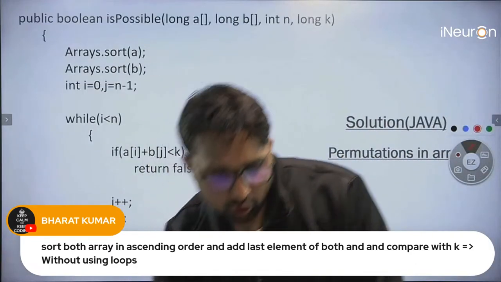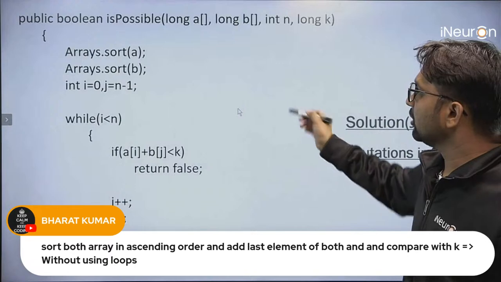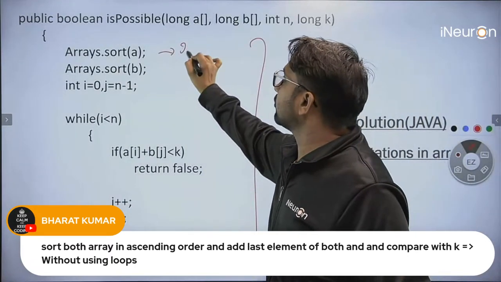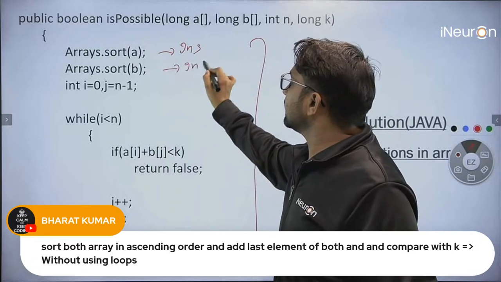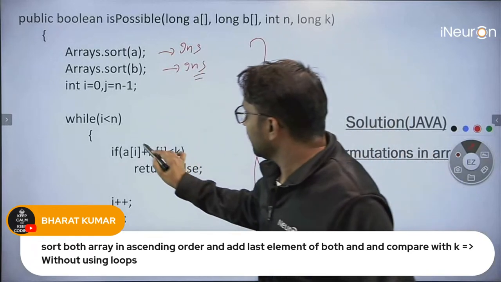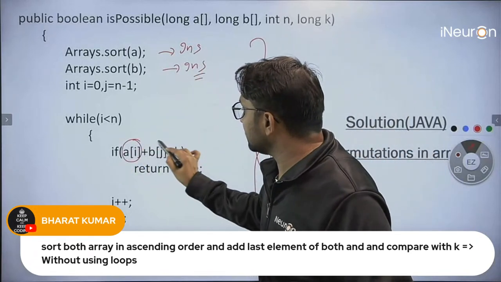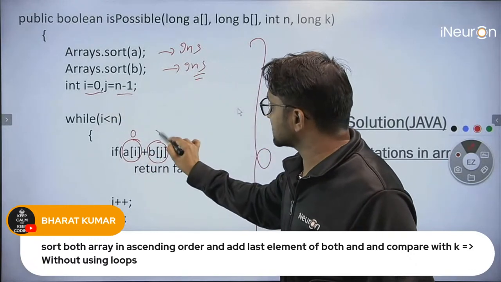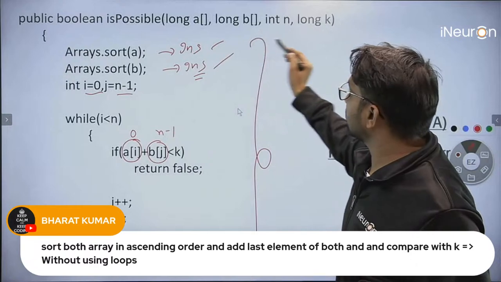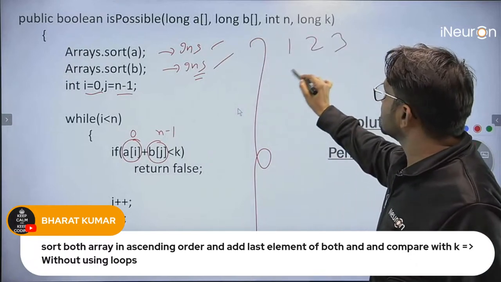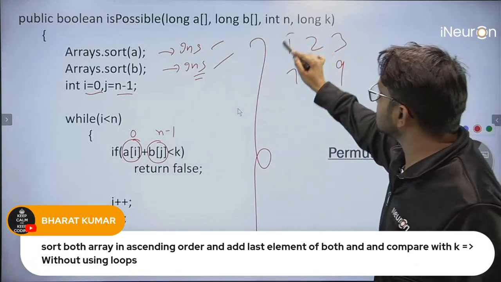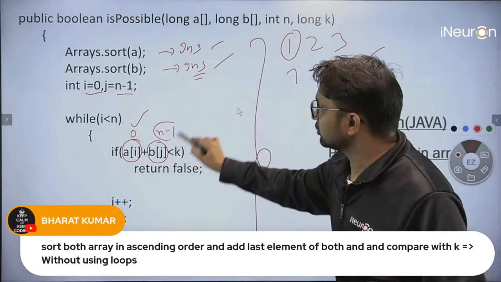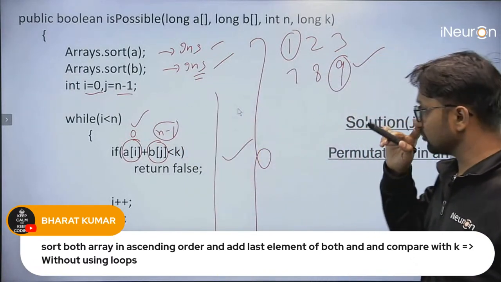And those people who want it in Java, this is the Java code. But here notice that both are in increasing order. We are using the increasing order approach. You can see here we are adding A[i] with B[j], where i is 0 and j is n minus 1. So both are in increasing order, like 1, 2, 3, 7, 8, 9. Now you are adding the 0th element with the n minus 1th element. So in this code, we have used this approach.